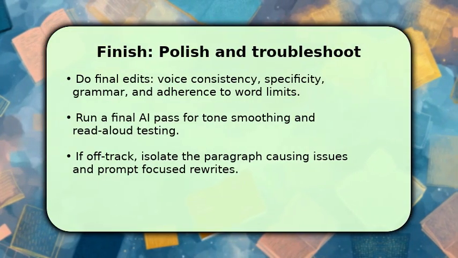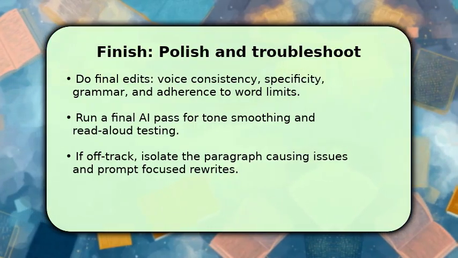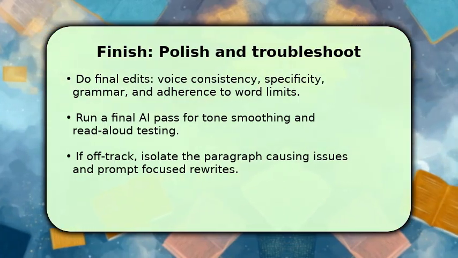If the draft veers off or feels generic, isolate the problematic paragraph and prompt the AI to rewrite with explicit constraints and concrete examples. Finally, save.